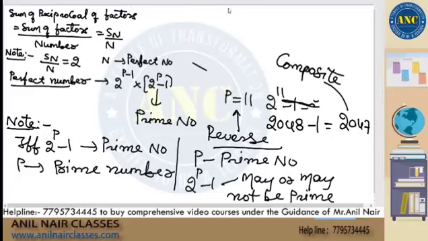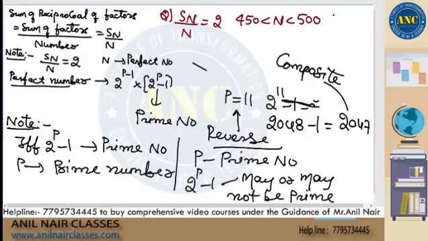We will do a last question for today. Sn by n is 2, and 450 is less than n less than 500. Find the value of n.